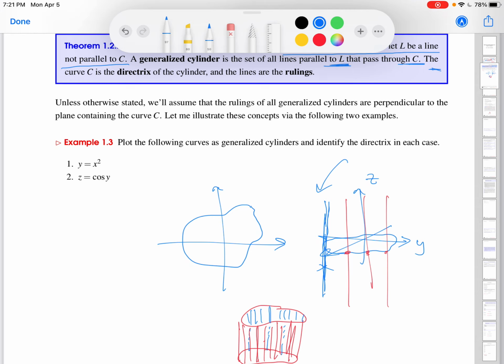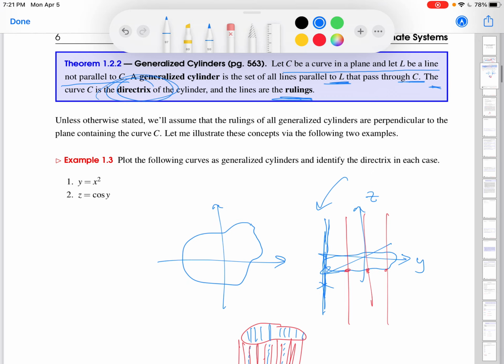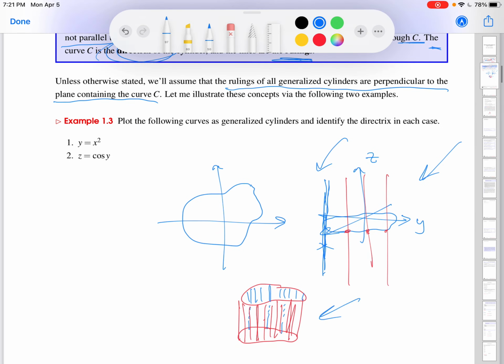So the curve C is called the directrix of the cylinder, and the lines are called the rulings. What I've done here really is already specialize this definition to the only case that we're going to talk about in this course, which is when the rulings of the generalized cylinders are perpendicular to the plane containing the curve C. That's how I've explained it in this diagram and what I've drawn. As the definition implies, things can get more general. The rulings don't have to be perpendicular.